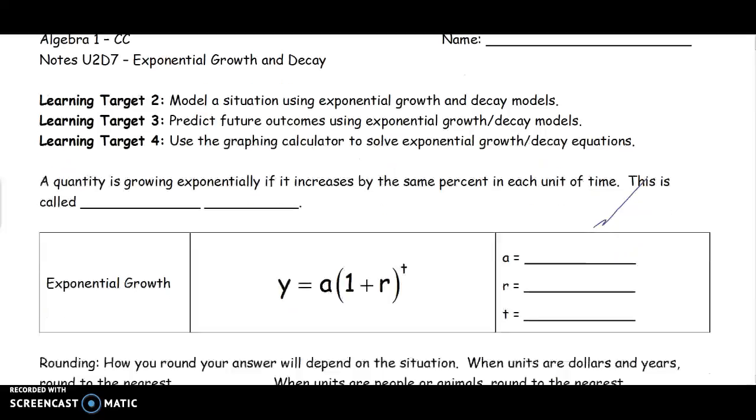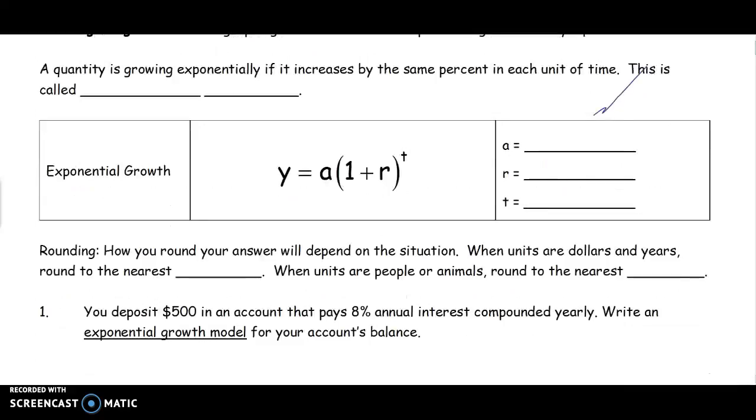Today we're going to talk about something new. It's called exponential growth and exponential decay. First, we're going to start with exponential growth. It says a quantity is growing exponentially if it increases by the same percent in each unit of time, and that's called exponential growth.